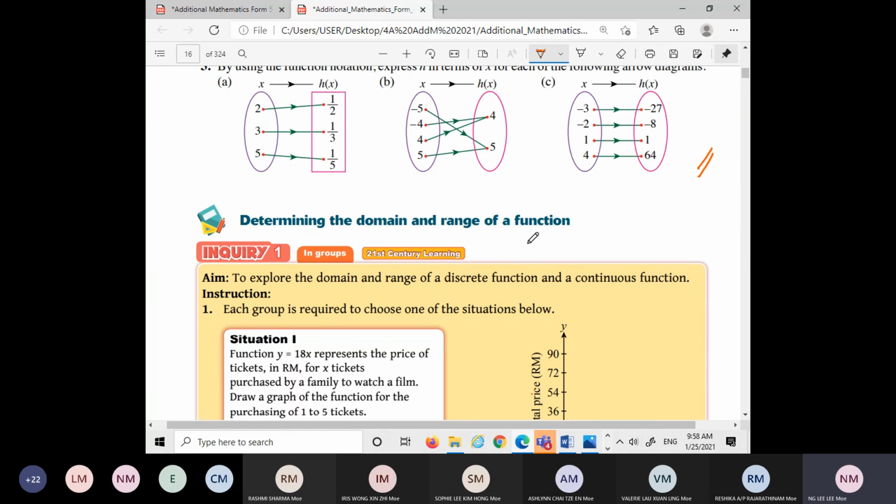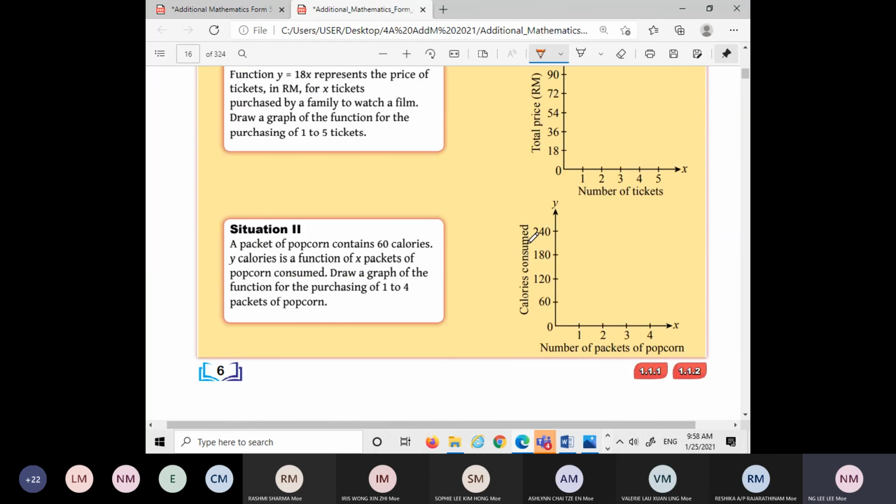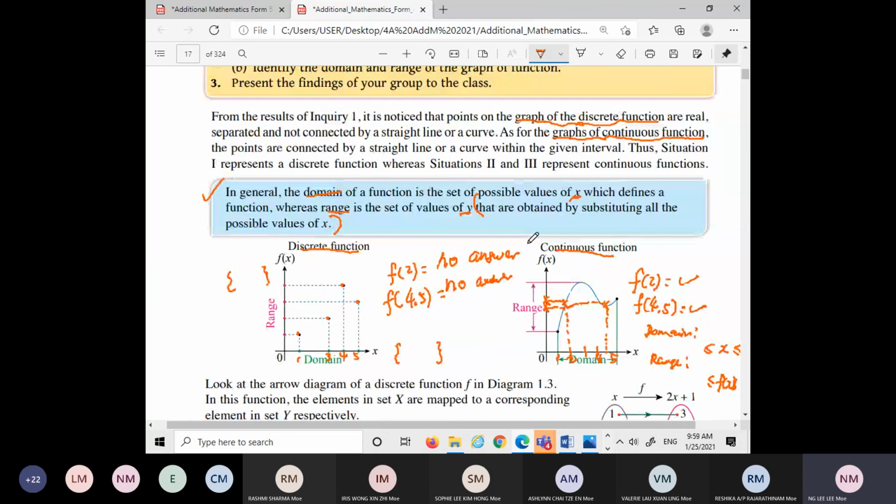Remember, after you do it, you can check the answer. Okay. Then after that, this one nothing. After this will be this. Okay, discrete and continuous functions.